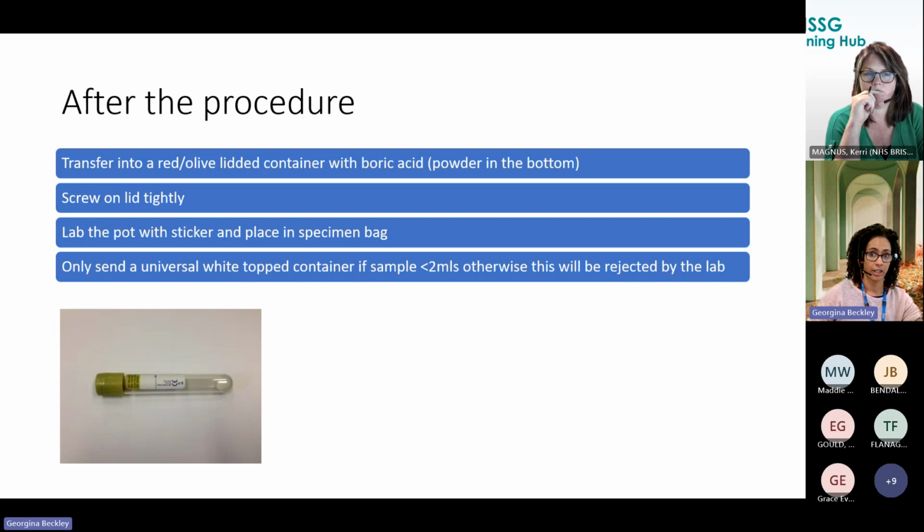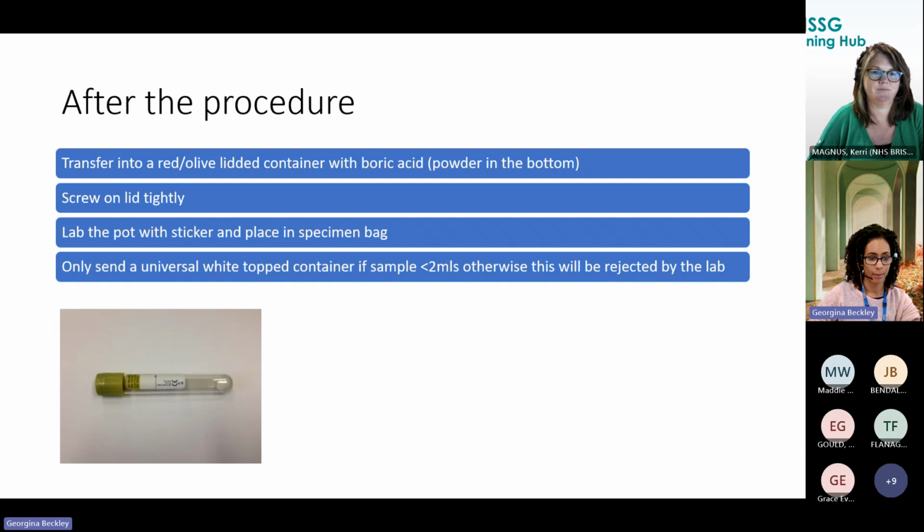So after the procedure, the specimen has to be transferred into one of our boric acid tubes, and I put a picture of our green or olive, as I think they're formally called, and they can also be red topped, but it's always the tube that has some powder in the bottom. Screw the lid on tightly.